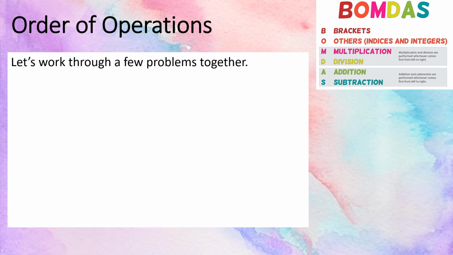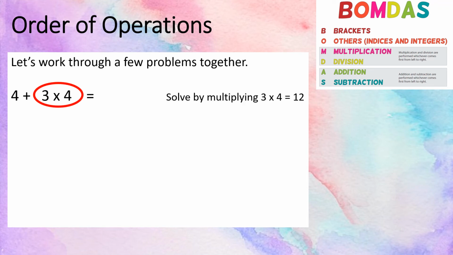Let's have a look at another problem together. So first we have 4 plus 3 times 4. I have already identified here that multiplication is the first one I need to solve because I know that comes before addition. So 3 multiplied by 4 equals 12. The next thing I need to do is then add 4 onto 12, which will equal 16.